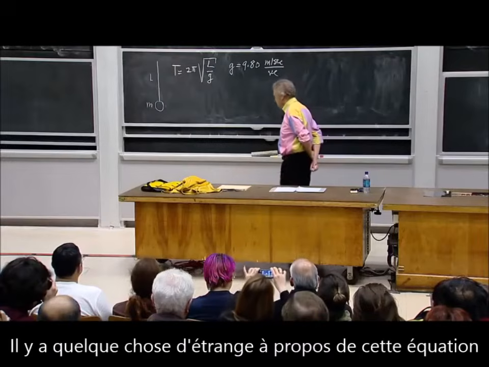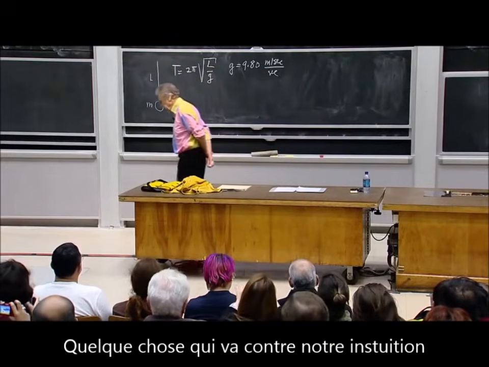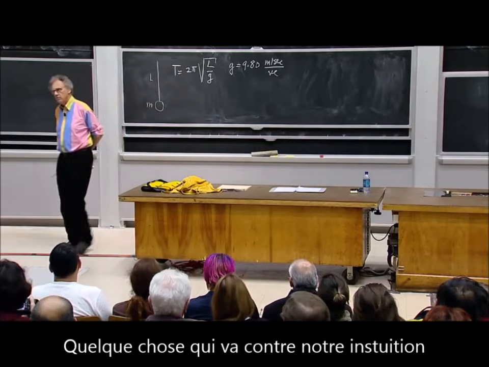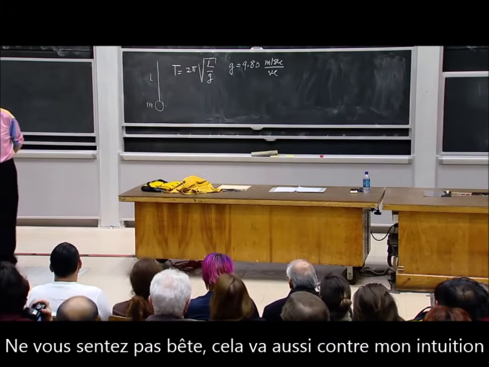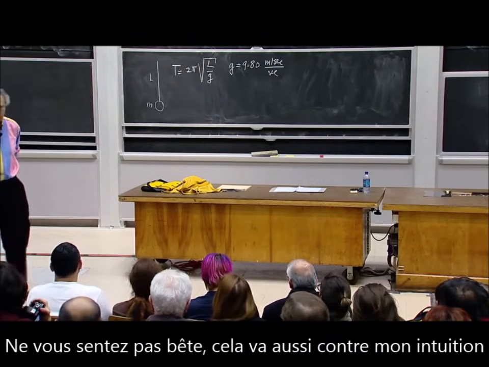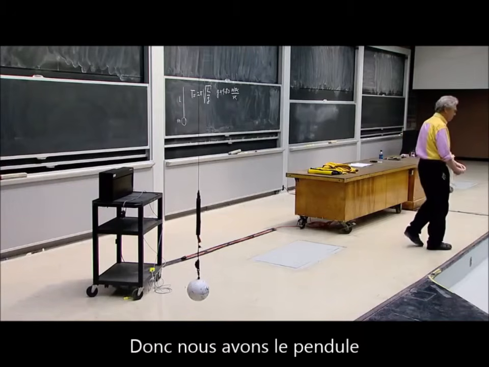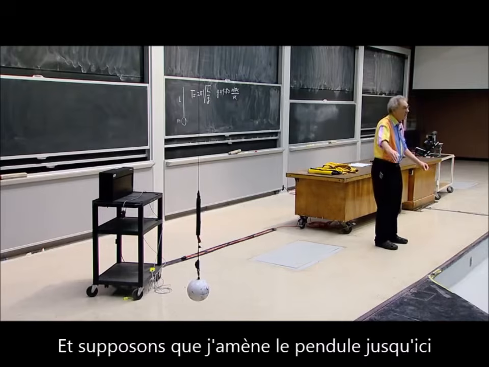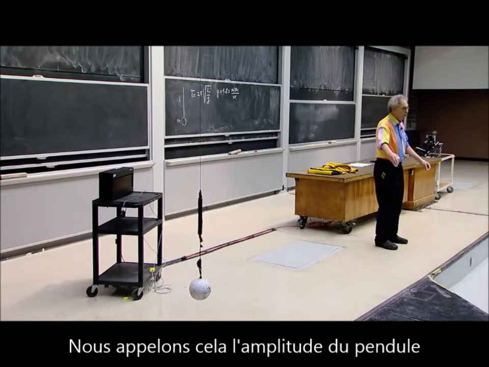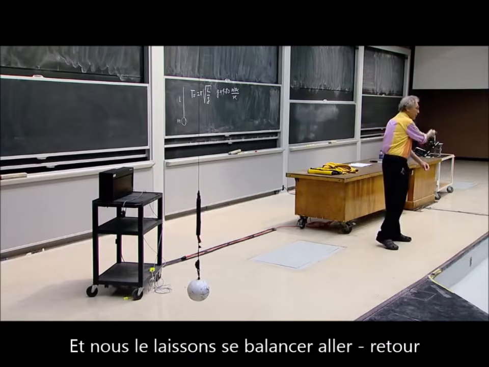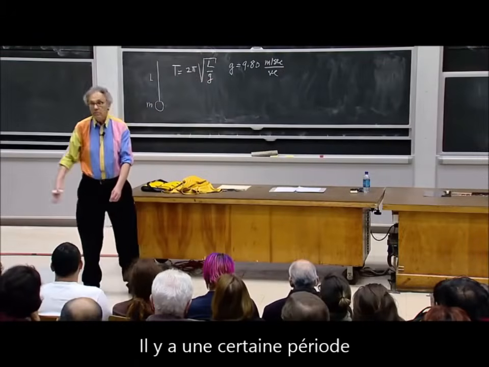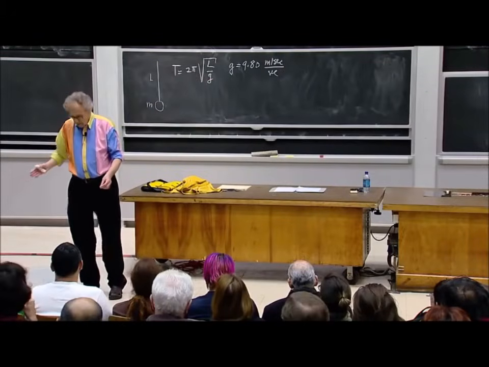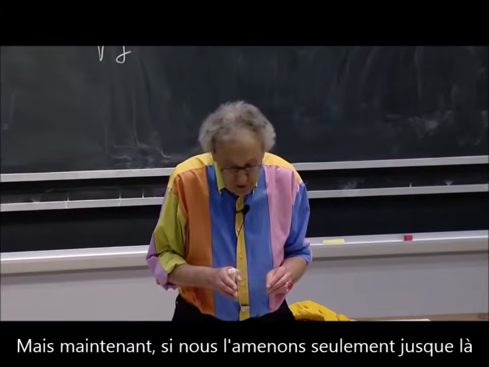There's something weird about this equation, something that must go against your intuition. And you shouldn't feel bad because it also goes against my intuition. So we have the pendulum, and suppose I bring the pendulum all the way out here. We call that the amplitude of the pendulum, and we let it swing back and forth. There's a certain period. But now we bring it out only this far.